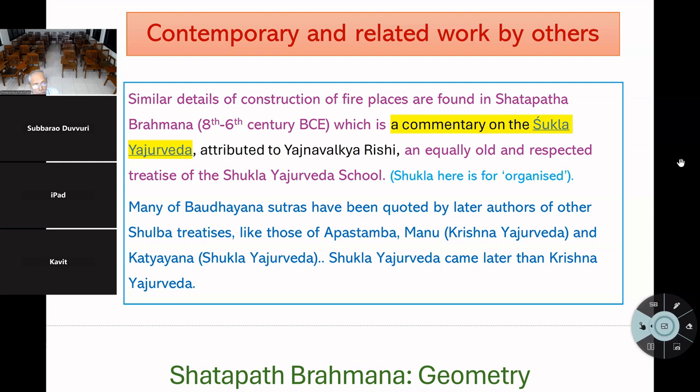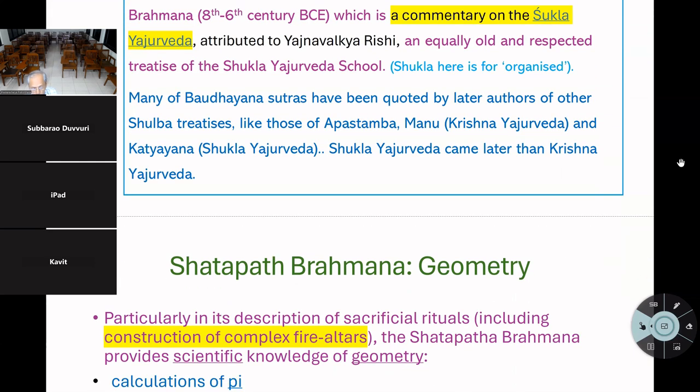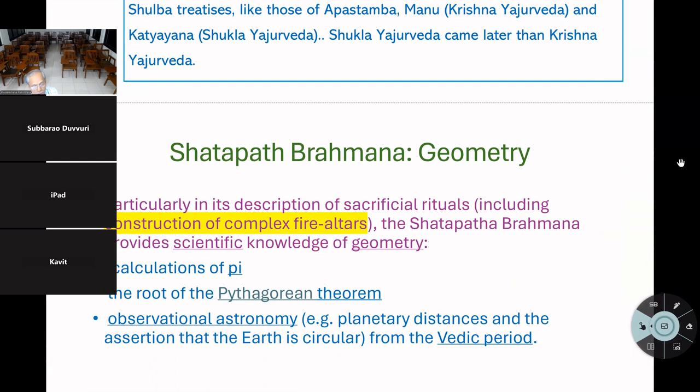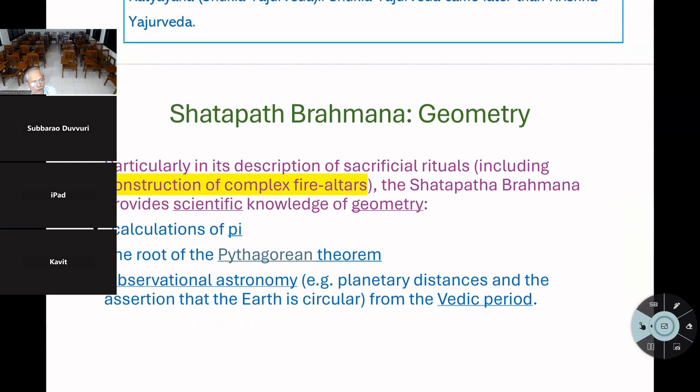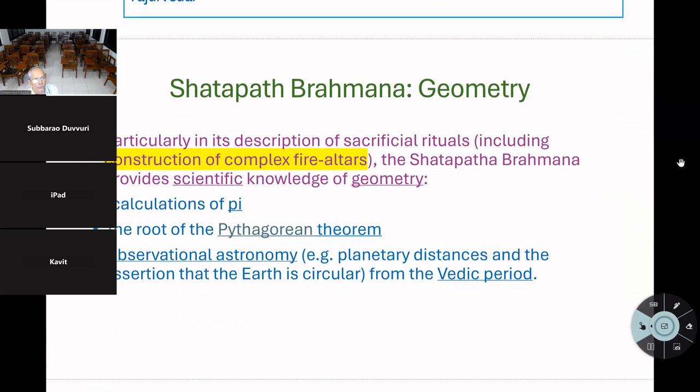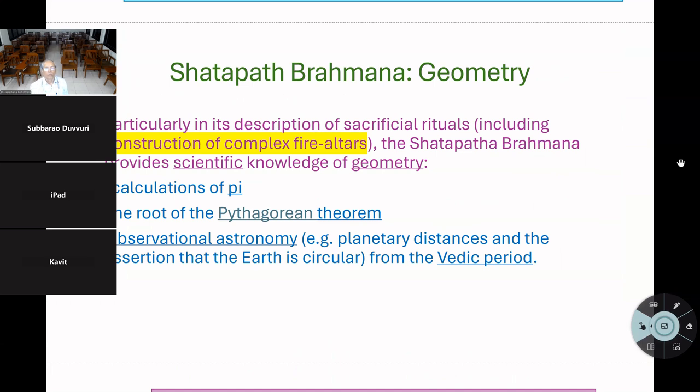So people wrote the sutras, which are called Shulva Sutras. Shulva refers to measurement or cord. So for complex higher altars, this provides scientific knowledge of geometry. But not only this, they also in some sense require calculations of pi.